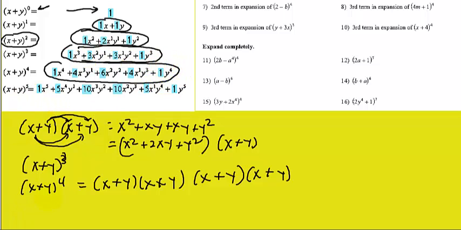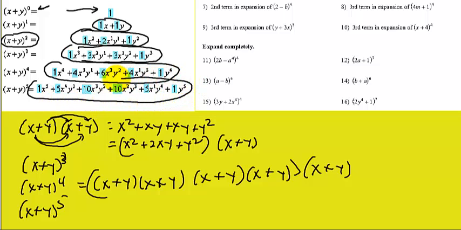And finally, when you take x plus y to the fifth power, that means you're going to take whatever this answer is, you're going to multiply by another x plus y, then you're going to end up getting this answer. Now, the question is, what will you get when you take x plus y to the sixth power, which is not stated on this Pascal's triangle? So I'm going to show you the trick and the pattern of the Pascal's triangle.